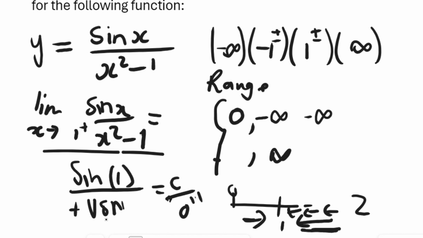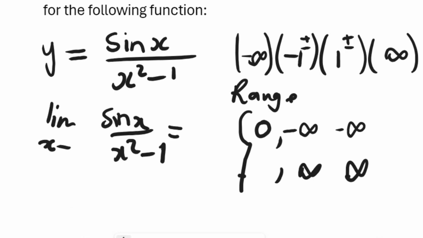The answer will be infinity. So we just put infinity there, and therefore at 1, we produce two solutions that are minus infinity and infinity, as well as at both 1 and minus 1. Now let's look at infinity, what is happening with the function.